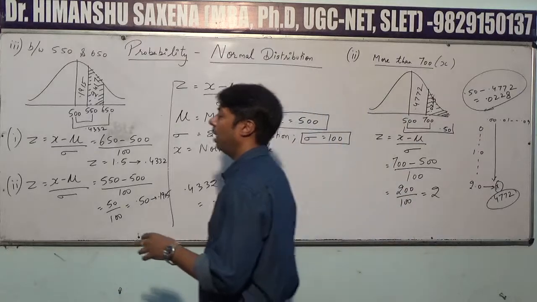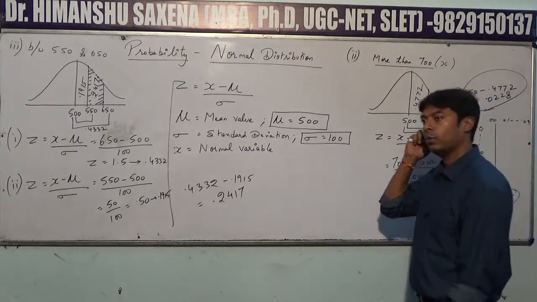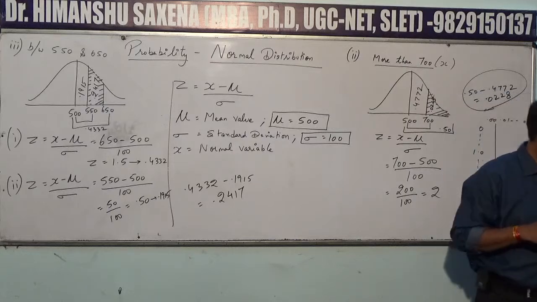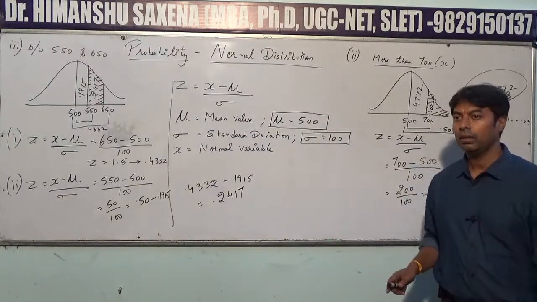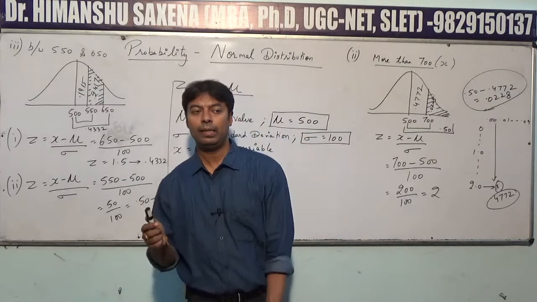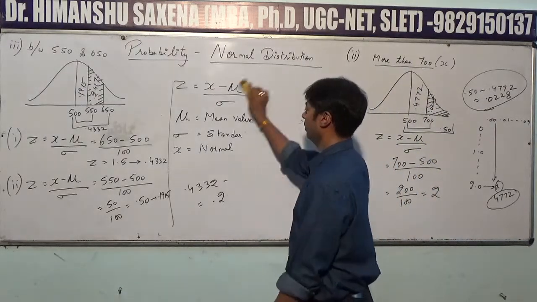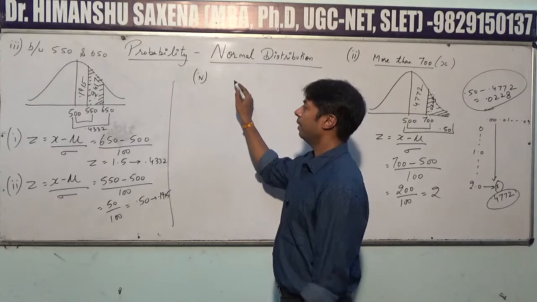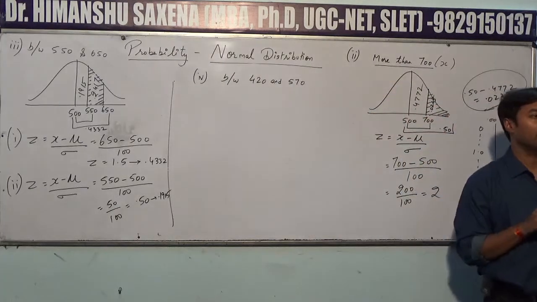Please take down part number 4. Find the probability that a student will take between 420 and 570 hours to complete the program. Now that's again very important, between 420 and 570 hours to complete the program.